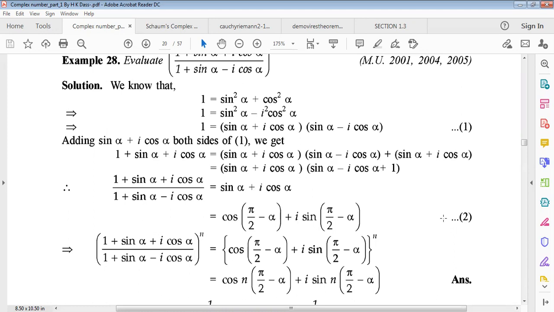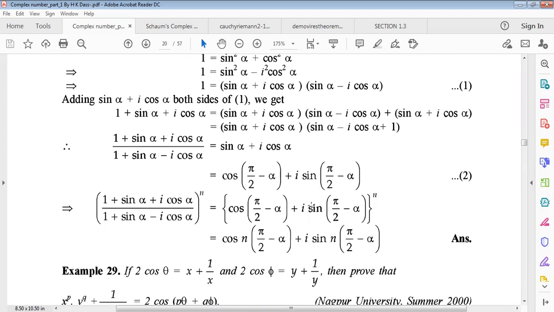So taking power n on both sides, the whole to the power n also. This n is multiplied with the angle by de Moivre's theorem. This is the application of de Moivre's theorem actually.